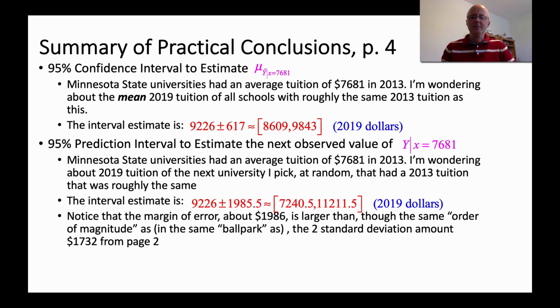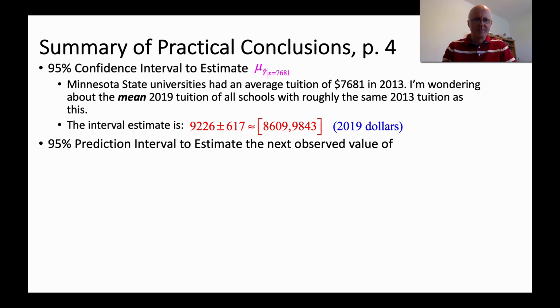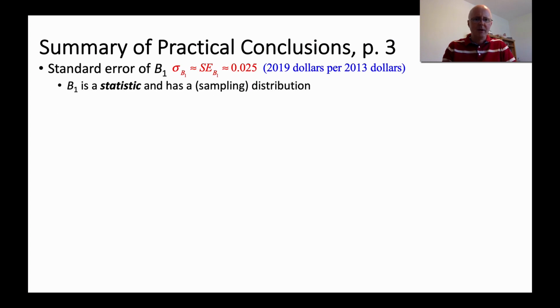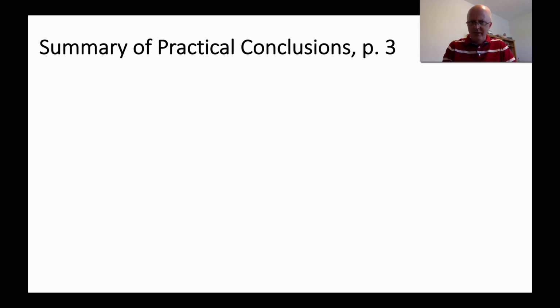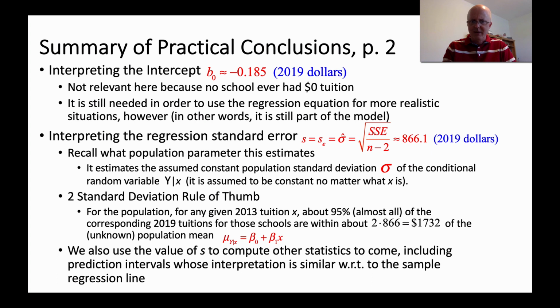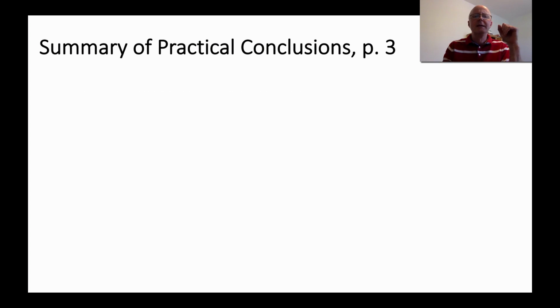Notice that the margin of error, about 1986, is larger than, though you might say the same order of magnitude or the same ballpark as, the 2 standard deviation amount 1732 from page 2. I really want my cursor and I don't know why it disappeared. This 1732 right there. Okay, down near the bottom here. That 1732 was the 2 standard deviation rule of thumb when we were thinking about the population. Okay, the deviation from the population regression line.